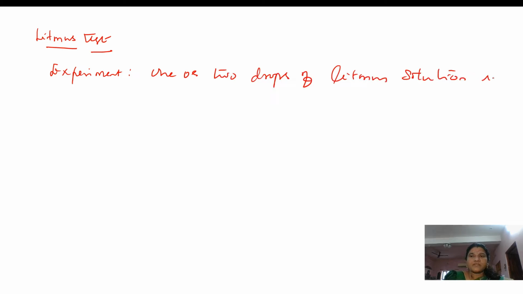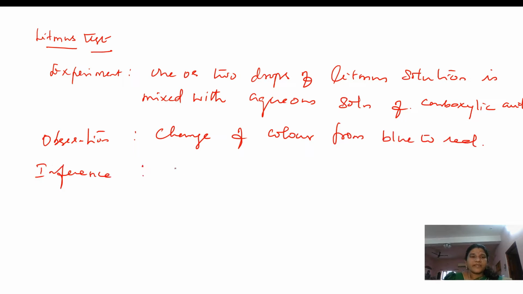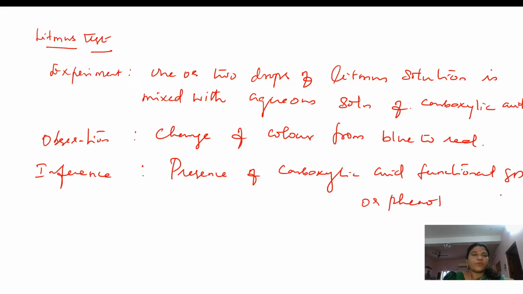First, test 1 is the litmus test. In the experimental part, 1 or 2 drops of litmus solution are mixed with an aqueous solution of the carboxylic acid. The litmus changes color from blue to red. A change of color from blue to red indicates the presence of the carboxylic acid functional group or the presence of phenol. This test is common for both phenol and carboxylic acid functional groups.